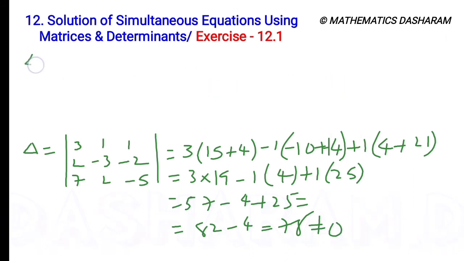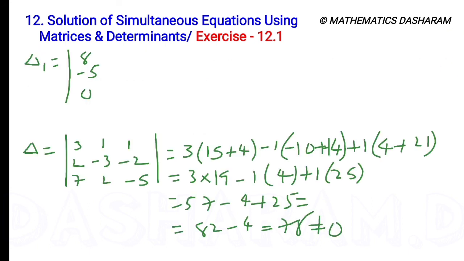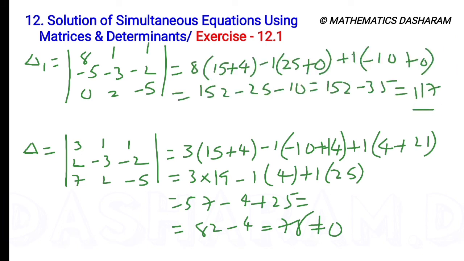So next, the delta 1 matrix: replace the first column with the constant numbers given in the equations. The constant numbers are 8, minus 5 and 0. And write the remaining columns as they are: 1, minus 3, 2, 1, minus 2, minus 5. So let's find its determinant. So the delta 1 value is 117.